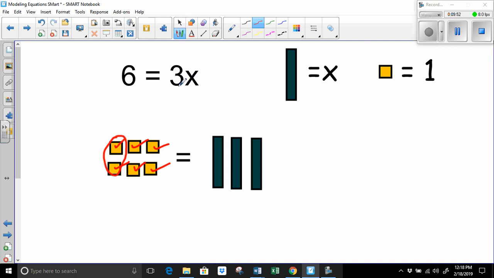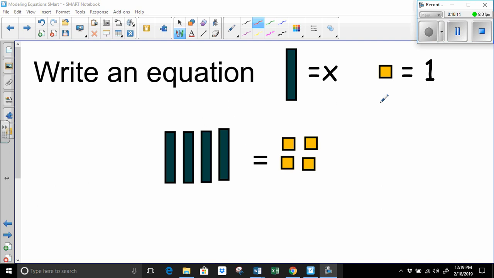Now let's go ahead and double check that with solving this equation. Here's our variable. Attached to it is a multiplication of 3. To undo a multiplication of 3, you need to divide by 3. Whatever you do to one side, you have to do to the other. These 3's will cancel, giving us x equals, and 6 divided by 3 is 2. So again, 1 bar is equal to 2 units.